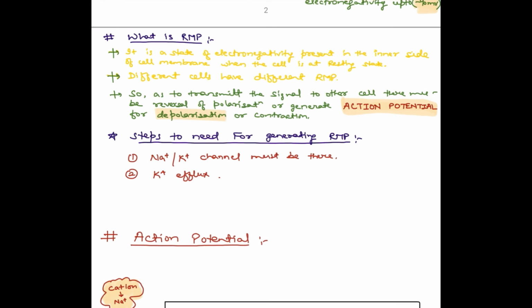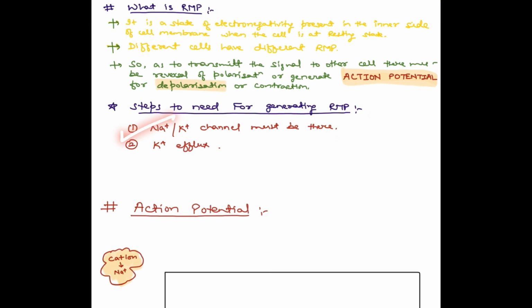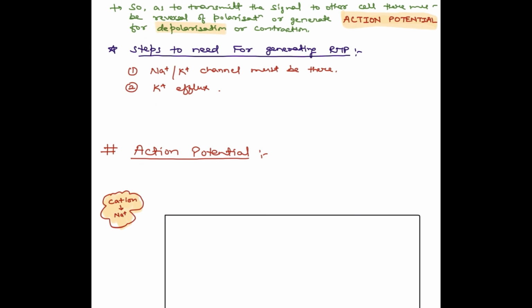So there are two things needed to generate the resting membrane potential. The first is that the sodium potassium pump must be there, and the second is potassium efflux. There must be potassium efflux from inside to outside the cell.